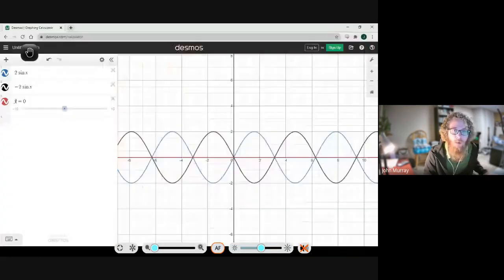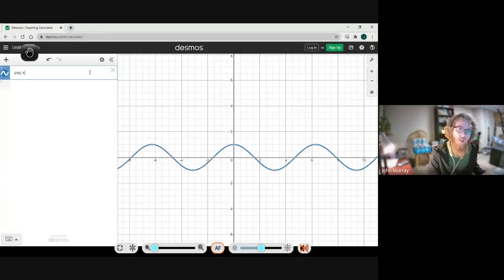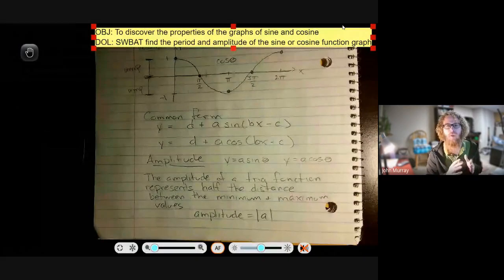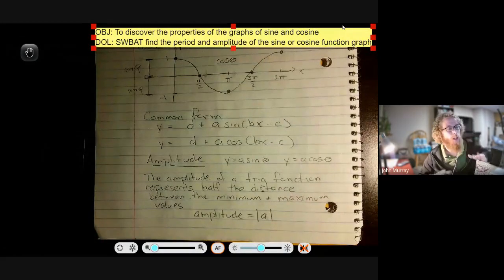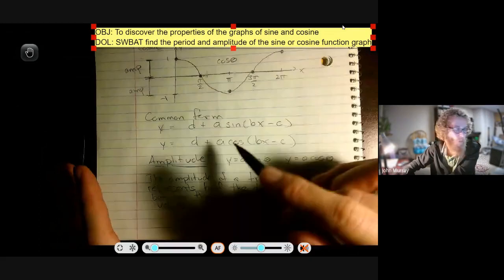Real quick, just to show you, it's all the same with cosine. So if I had my original cosine, and if I do maybe 3 cosine, it's the same thing. It's just larger. It's more stretched out. All right. So the amplitude, all it really does is it changes the range. It makes it taller or shorter. And again, we just take the absolute value.